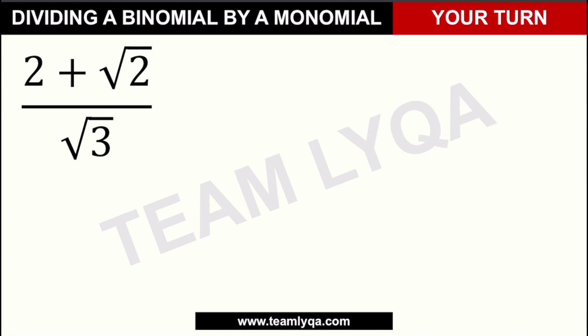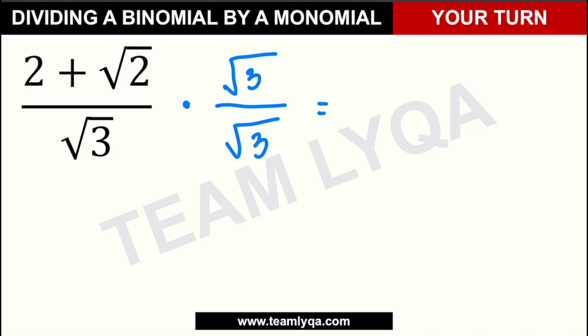kaya sasagutan na natin to really fast, following din yung steps na ginawa natin kanina, okay? So again, ang una natin gagawin is to multiply this by yung nasa ilalim, square root of 3, square root of 3, okay? Kasi this will just be like multiplying it by 1, so hindi magbabago yung ating sagot. Okay? Ang goal lang natin is to make sure na walang radical sa ilalim or sa ating denominator.